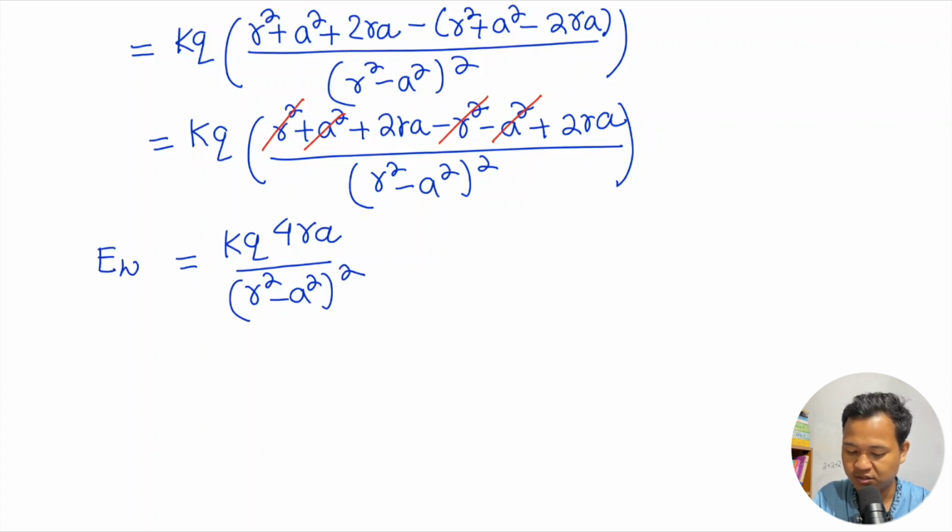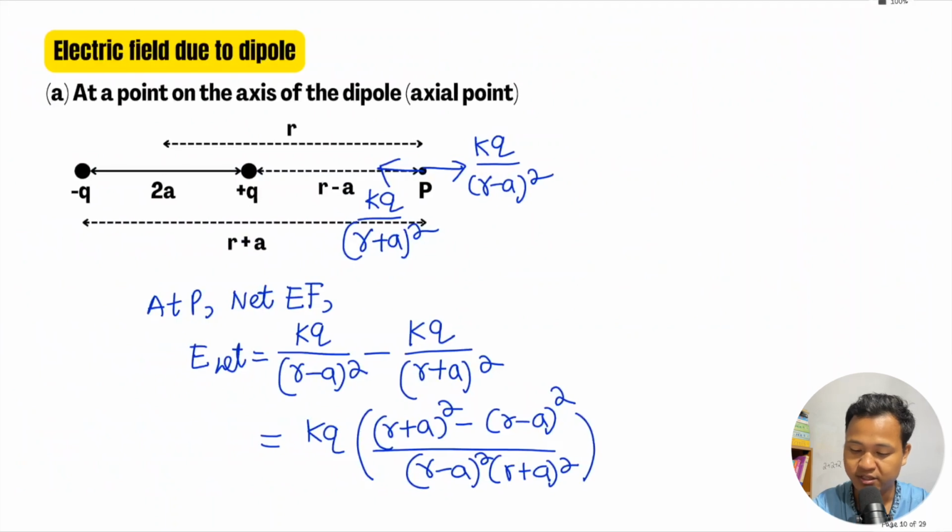This is the net field, but there is one very important assumption involved. In reality, a dipole is at the molecular level and it is very small. The distance between these two charges is very small. So A is very small when compared to R. In reality, this R is much greater than this A, so A is negligible compared to R.